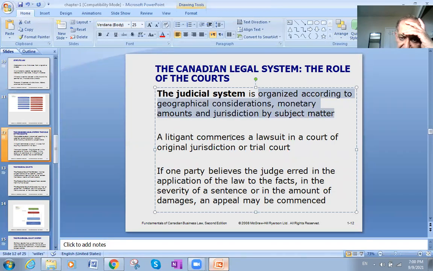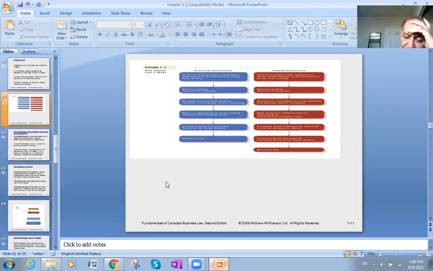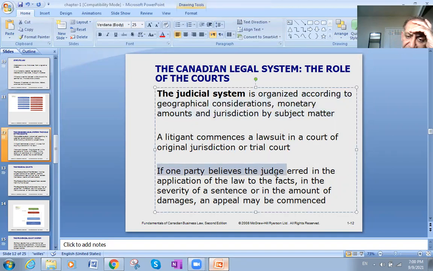A litigant commences a lawsuit in a court of original jurisdiction or a trial court. Perfect. If one party believes that the judge erred, made a mistake in the application of the law to the facts, in the severity of a sentence, or in the amount of damages, an appeal may be commenced.